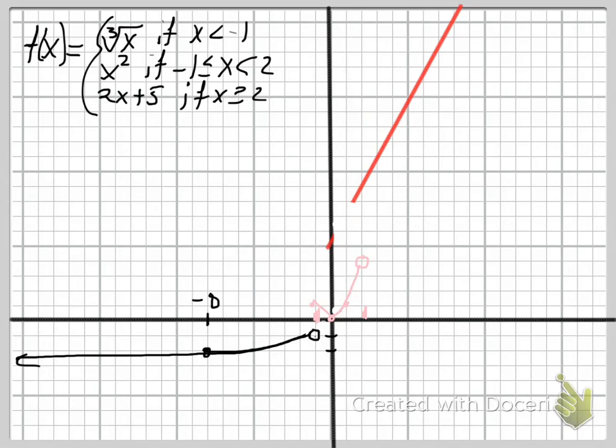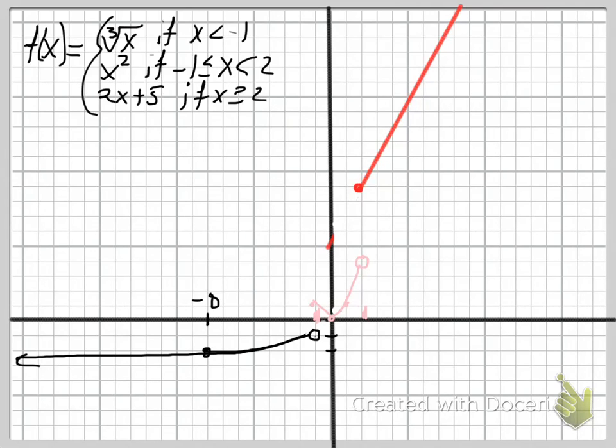Okay. Then finally, we have the line 2x plus 5. So it has a y-intercept of 5 and a slope of 2 over 1. So I'm going to go ahead and draw on that red line. And it doesn't start until we get to 2. So I'm going to erase a bit of the line here. And then we have a filled-in dot because it's greater than or equal to 2. Okay. And that's graphing the piecewise defined function here. I guess we can do the domain and range also.